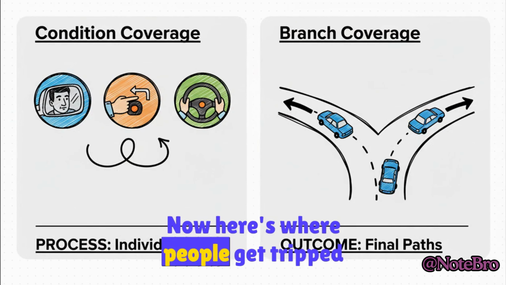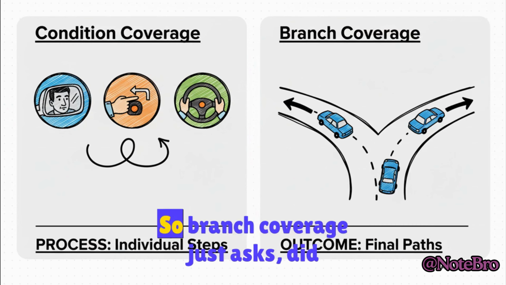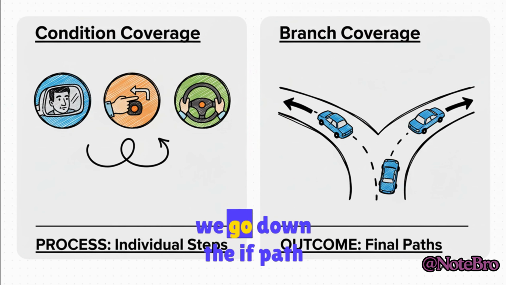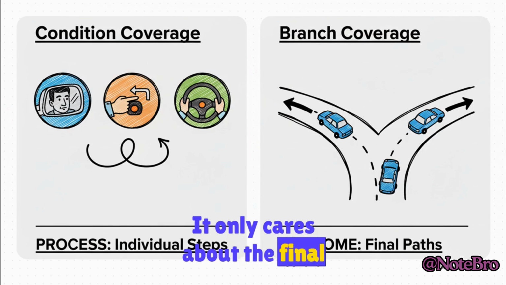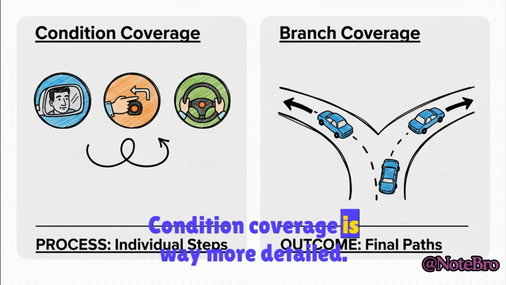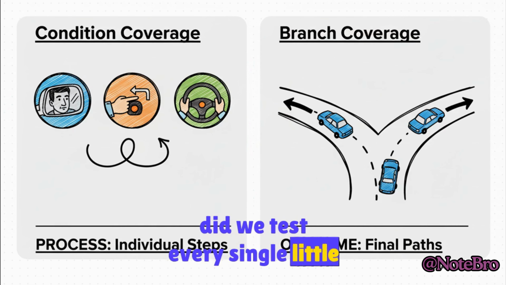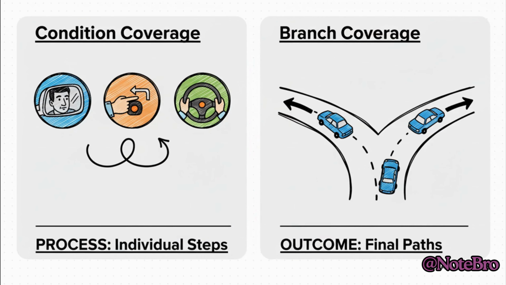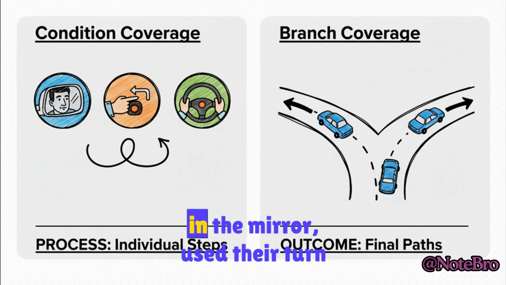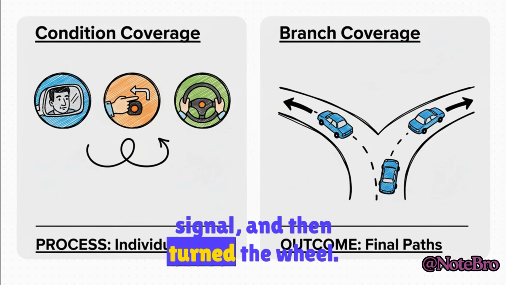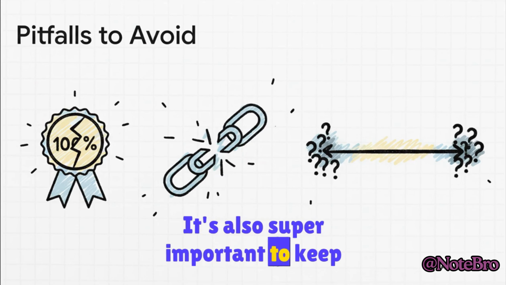Now, here's where people get tripped up all the time. They mix up condition coverage with branch coverage. Branch coverage just asks, did we go down the if path and did we go down the else path? It only cares about the final destination. Condition coverage is way more detailed. It asks, inside that if statement, did we test every single little piece that made up the final decision? It's the difference between checking if a car made a left turn versus checking if the driver looked in the mirror, used their turn signal, and then turned the wheel. See? Much more granular.